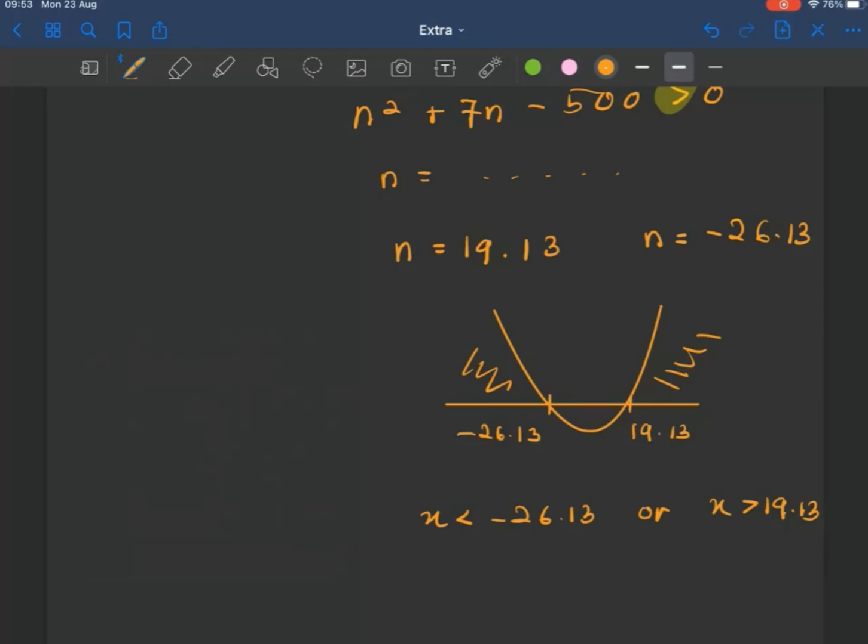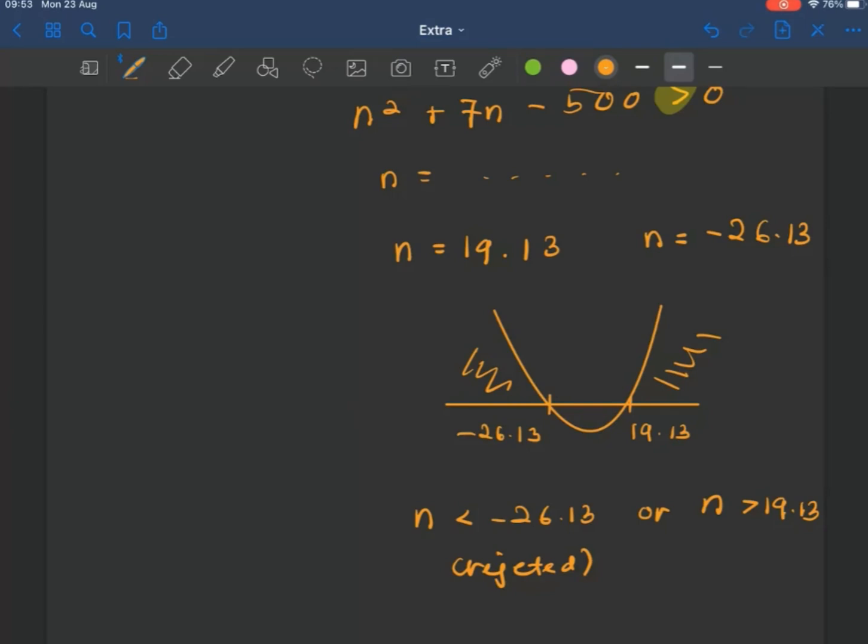Kenapa x pula n? Kita tengah cari n. So ini n, ini n. Okay, this should be our interval, but kamu kena ingat kita sebenarnya bukan cari n saja-saja. n tu ada bendanya, n ialah number of terms kita. Okay, so logik tak n less than negative 26.13? Tidak. So we automatically reject this answer.